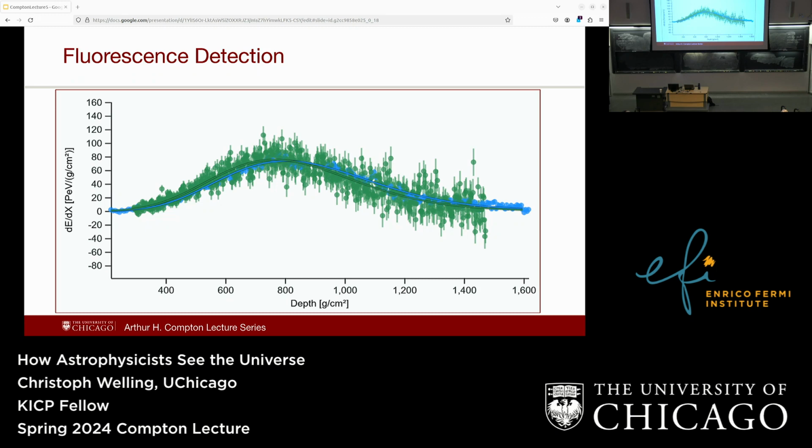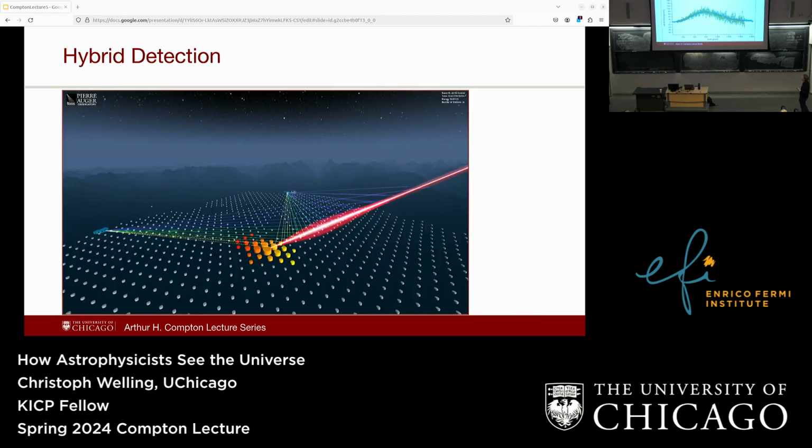You now know how much energy this shower dumped into the atmosphere, and from that you can calculate the energy. And what you do then is that some of the time you're going to have both the surface detector, which are these water tanks or scintillation detectors, and these fluorescence telescopes.